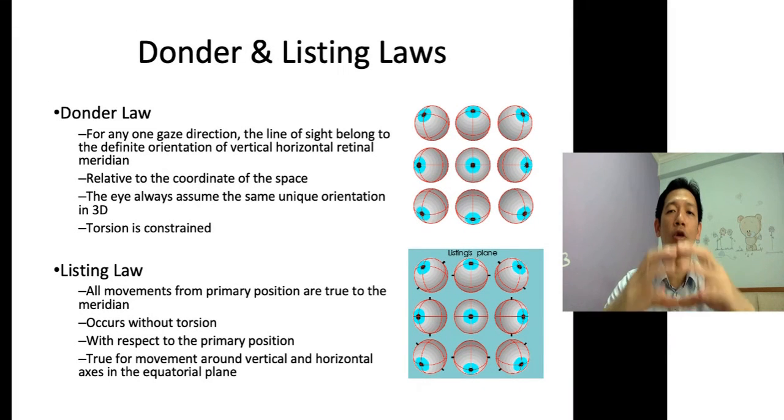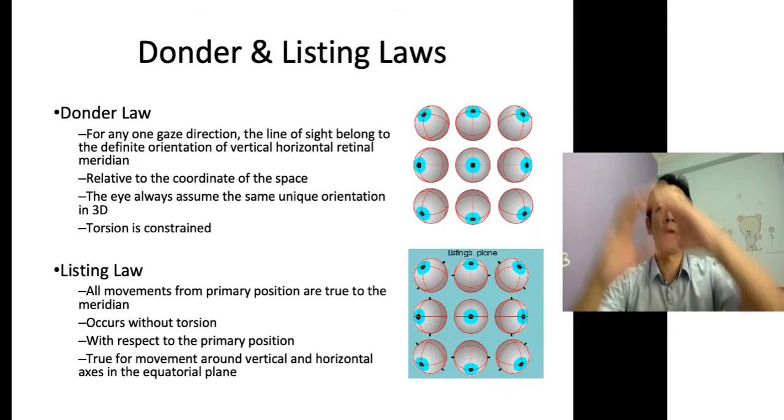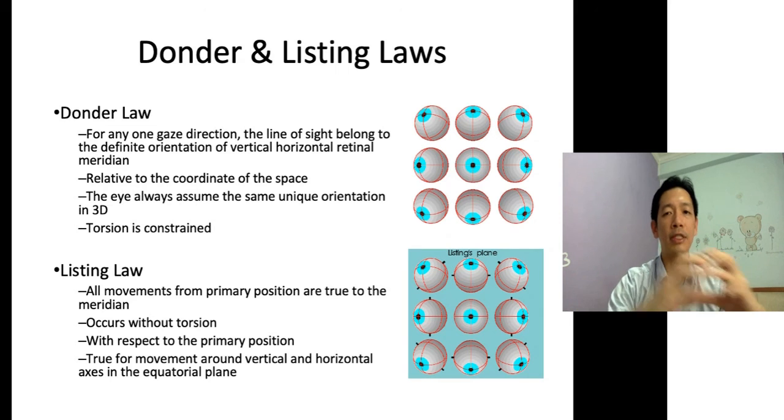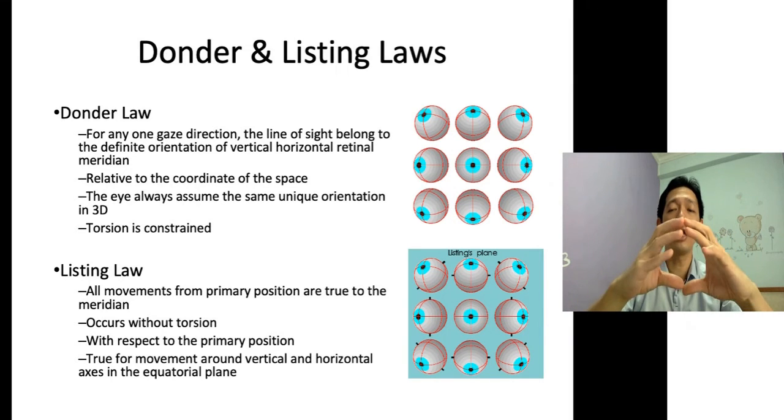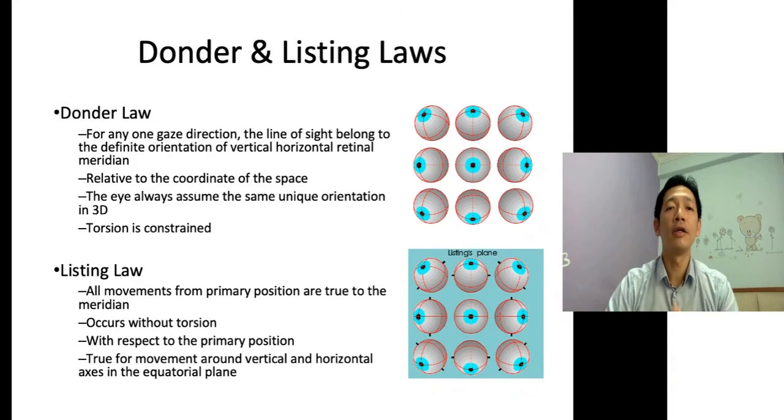Okay, so imagine your eyeball, there are vertical and horizontal meridians. Whenever you want to move up and down, or to the left and right, the center of the meridian is respected. So you cannot move up and down in a sideways manner like this. When you want to move up and to the left, this is the way that you move: move to the left first then up, or move up first then left. This is the law that describes this type of movement.